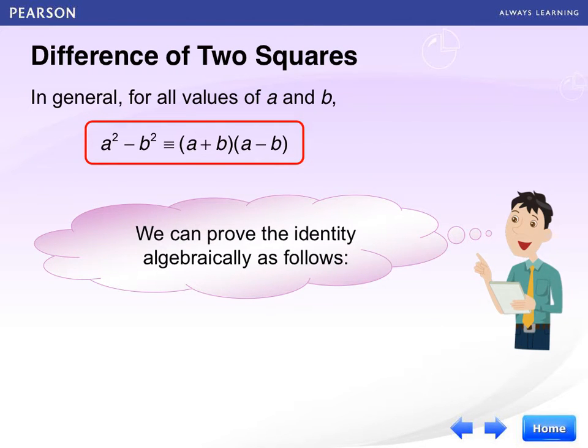Except we use the graphical method to find the difference of two squares as an identity, we can also use the algebraic method to prove the identity. Let's see here.